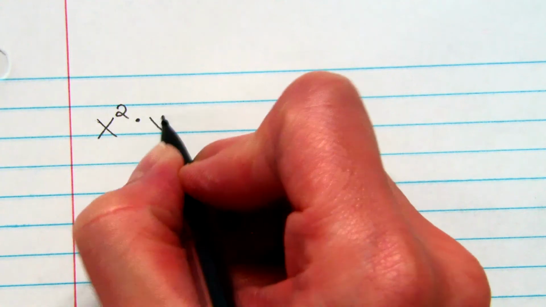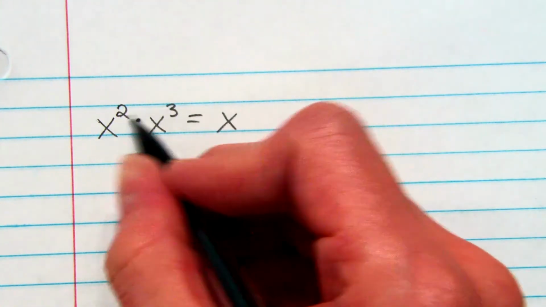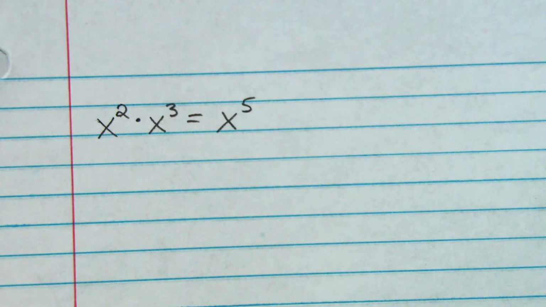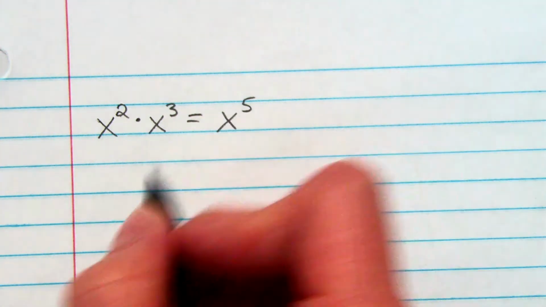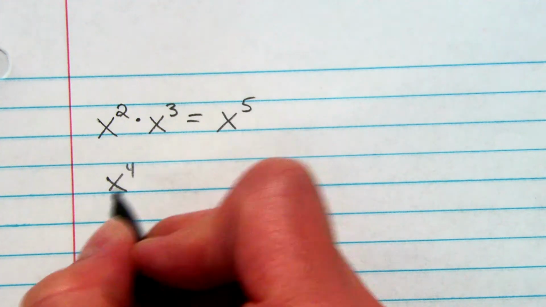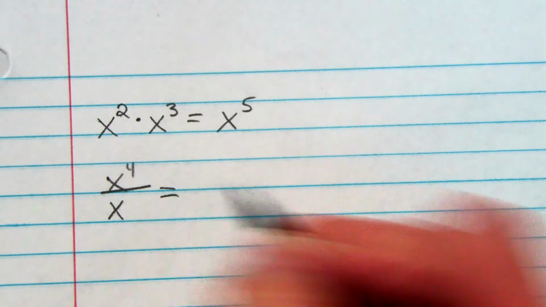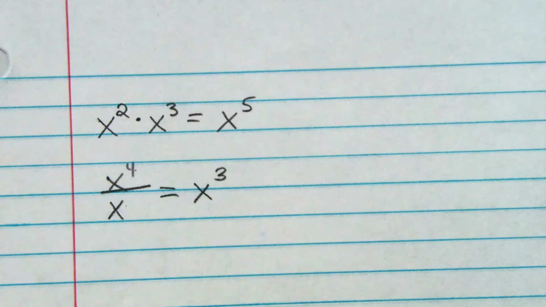If you think about what we've done in the past, if we had x squared times x to the third, what did we do with those powers? We added them, right? We combined them, so you'd get x to the fifth. I just want you to think about that. If we had x to the fourth over x, what do I do? You would subtract. So it'd be 4 minus 1, and you get x to the third.